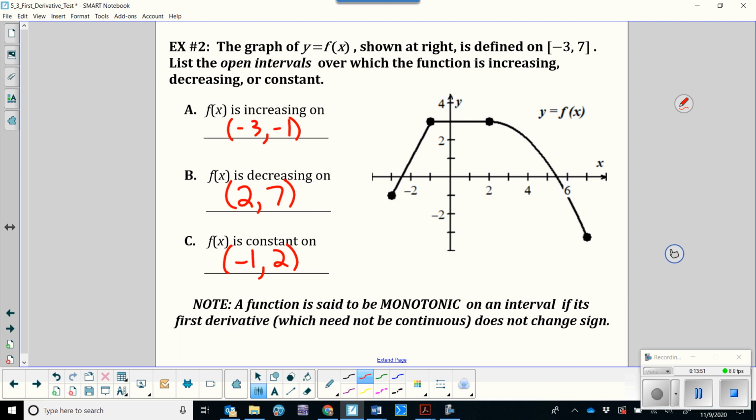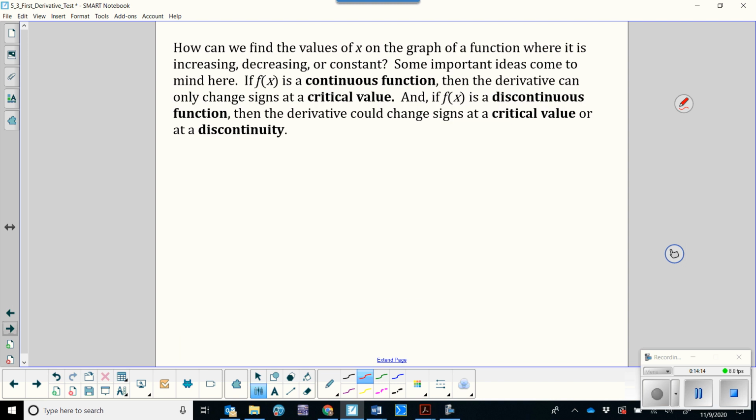All right, so a function is called monotonic if its first derivative never changes signs. Okay, so you're going to have a function, in other words, it's always increasing or always decreasing. So if you ever have a function whose derivative is always positive, then we would say that that function is monotonic. Okay, so how can we figure out where it's increasing or decreasing?